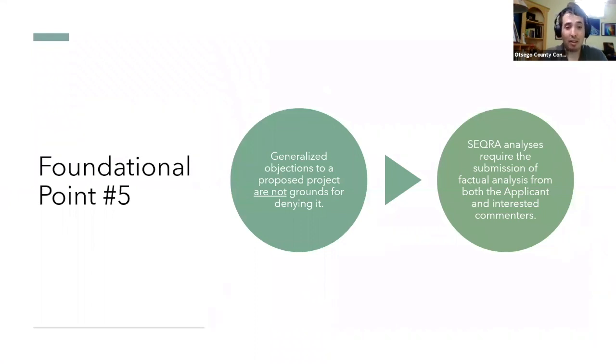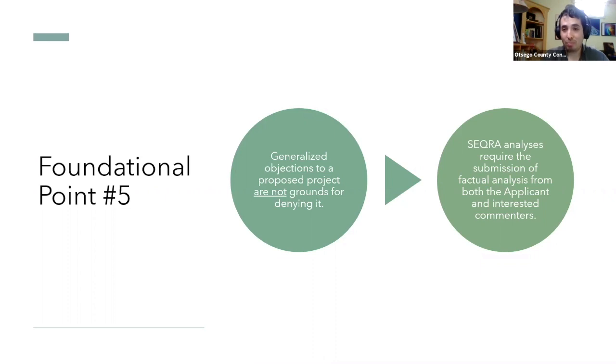And so the fifth foundational point that I would like to talk about is that a lot of people who have full-time jobs and are concerned about a controversial project want to write a comment letter. They write one and they say, gee, why did the planning board or the city council not consider my comment? This is because generalized objections to proposed projects are not grounds for denying it. This means, unfortunately, for the public, that you have to have clear empirical evidence, just like the lead agency is required to use, that demonstrates whether a project has a significant negative environmental impact or not.